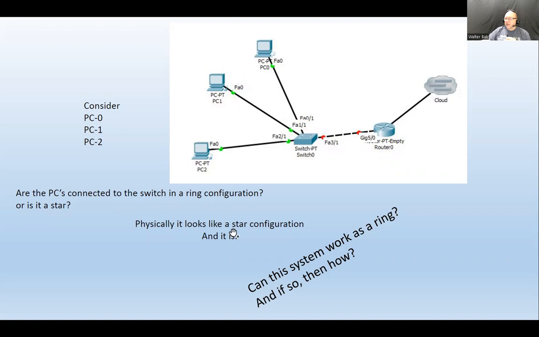Well, physically it looks like a star, and it is because the cables are run this way. But can this system work as a ring? And if yes, how? Yes, it can work as a ring hypothetically if the switch is set up for signal routing in a ring configuration. So the signal will go around. I don't know why somebody would do that, but it is technically possible. The reason why I'm doing this is I want you to see the difference between the physical and the logical or signal topology.